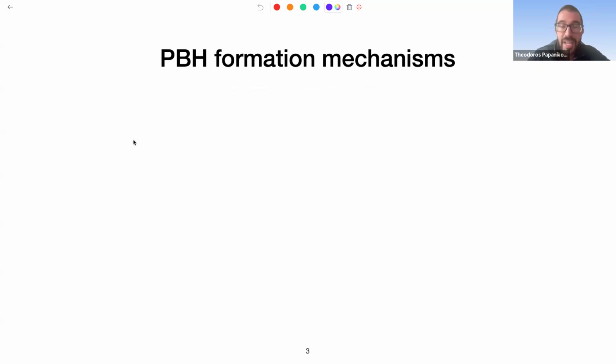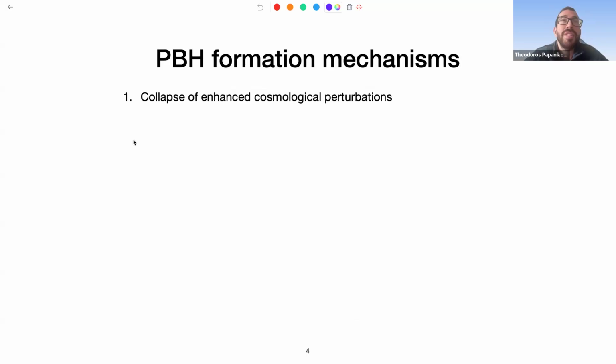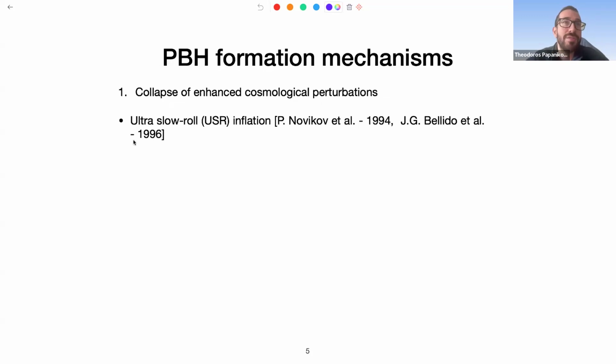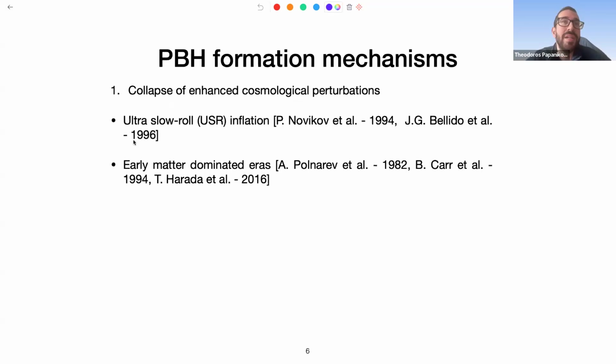So traditionally, black holes were considered to form due to the collapse of enhanced cosmological perturbations in the early universe before star formation. This mechanism can be easily realized within ultra-slow-roll inflationary setups, as well as during early matter-dominated eras, where we have a linear growth of energy density contrasts of matter perturbations with no radiation pressure.